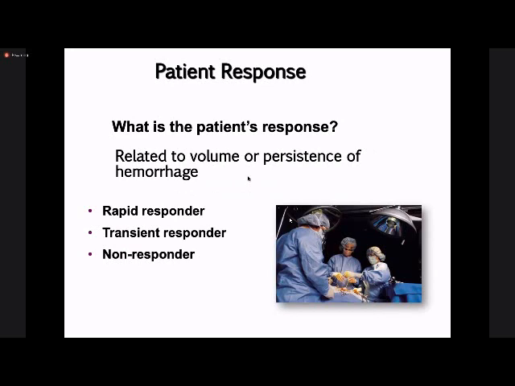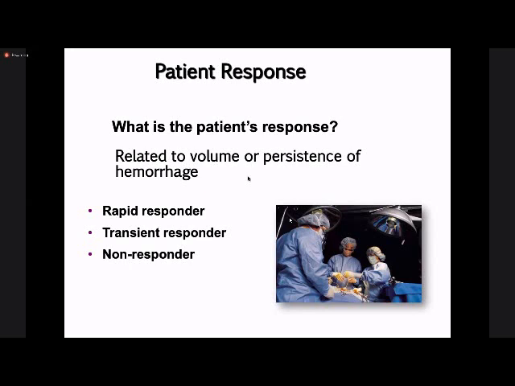But having said that, there are different types of responders. Somebody who has lost maybe a liter or two of blood, who is no longer bleeding, will respond to your initial resuscitation and then will maintain. That is what you call a rapid responder, because the amount of deficit has been corrected and the patient is able to maintain that. Somebody who is bleeding continuously at a rate that is lower than the amount of resuscitation you have been doing will respond initially, but the moment you stop, will start deteriorating again. That is a transient responder. That is somebody who is continuously bleeding.